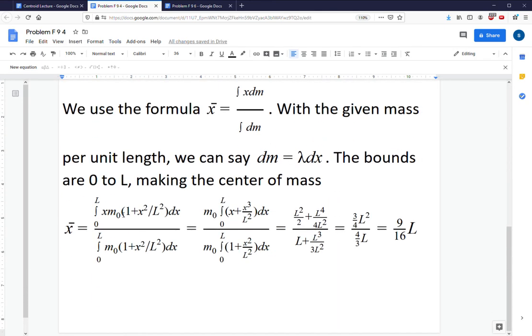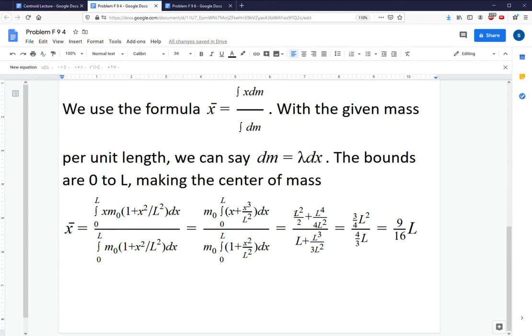So this x, we can distribute it inside the parentheses, so this becomes x plus x cubed over L squared, whereas this one, there's no extra x, so this is just 1 plus x squared over L squared. We integrate that, so the indefinite integral of x is 1/2 x squared. The indefinite integral of x cubed is 1/4 x to the 4th. Plug in our bounds from 0 to L. Having a 0 as a lower bound does make it easier. We just only look at the upper bound.